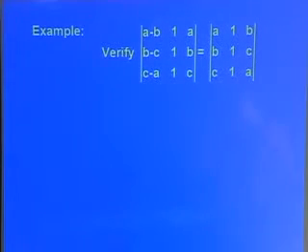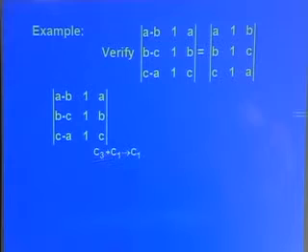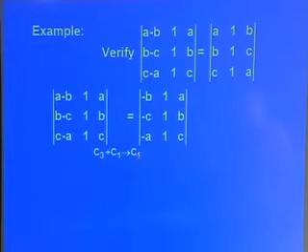In the next example, we try to verify that this determinant is equal to this determinant. Now for this, we again apply a series of operations. C1 is replaced by C3 plus C1. If I add the third column and the first column, then A will be cancelled out, B minus C plus B will have only minus C, and C minus A plus C will be having minus A.